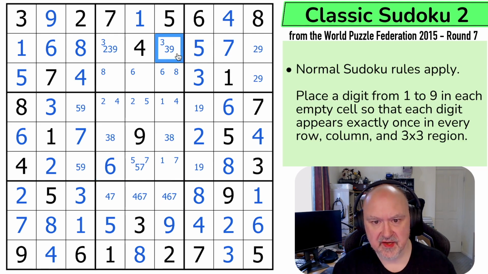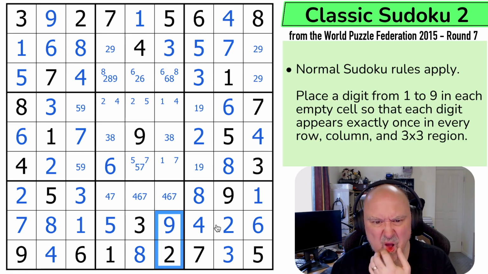This 9 is looking up, making that the 3. So this is not the 3. This is a 2, 9 pair. These are 2, 6, 8, and 9. And there's no 8 or 9 here. So this is 2 or 6. This is 2, 8, or 9. And this is 6 or 8 only because it can't be 2 or 9. What?